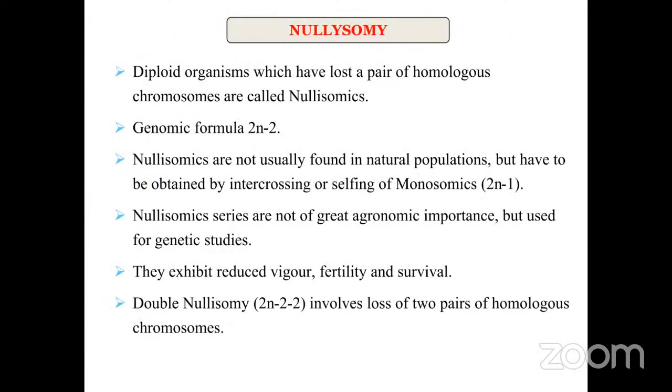Nullisomy is represented by the formula 2n minus 2. If the normal chromosome number is 2n equal to 24, and I find 22 chromosomes, it means two chromosomes are lacking, so it is represented by the formula 2n minus 2. That is the condition we call nullisomy. That means an entire pair of homologous chromosomes is lacking. Chromosome 1 and its homologous chromosome are lacking, chromosome 2 and its homologous chromosome are lacking, meaning two chromosomes which are homologous with each other are lacking.